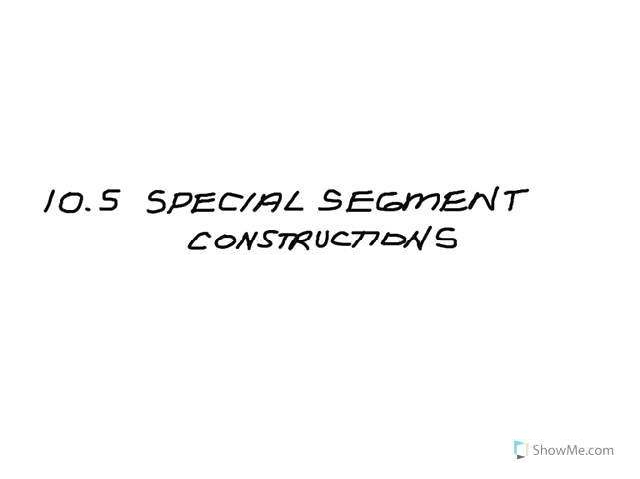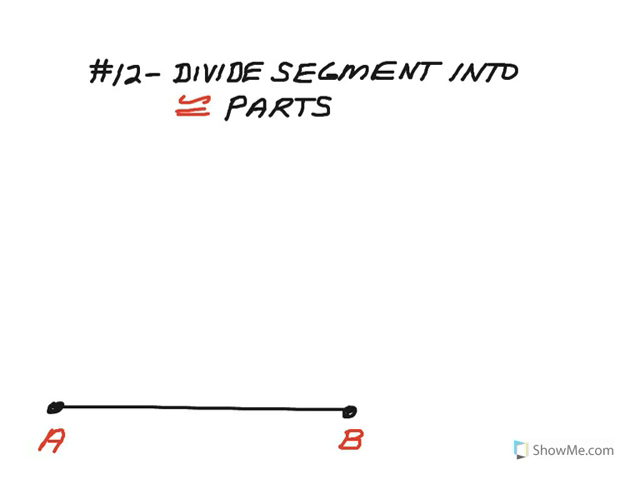Lesson 10.5 is about special segment constructions. Okay, the first construction is construction number 12, to take a given segment, in this case AB, and divide it into any number of congruent parts. So let's start off, let's divide this AB into 3 congruent parts, so basically into thirds.